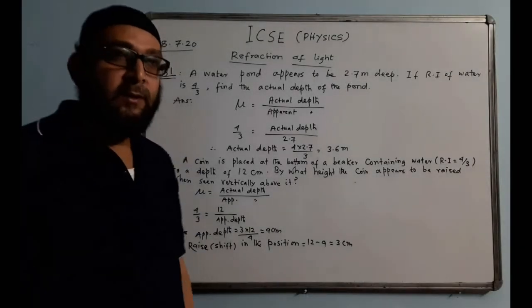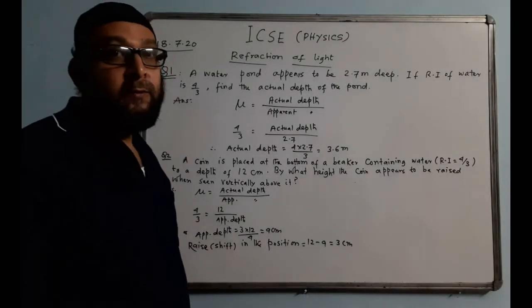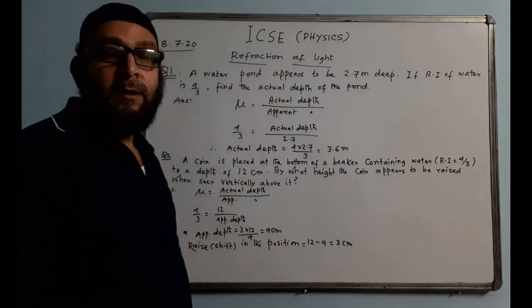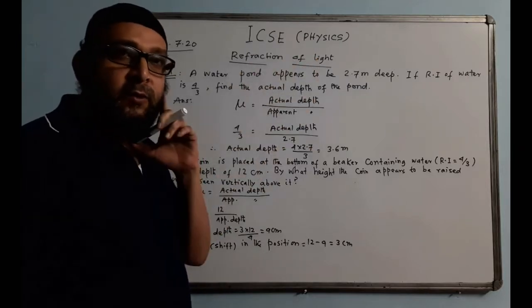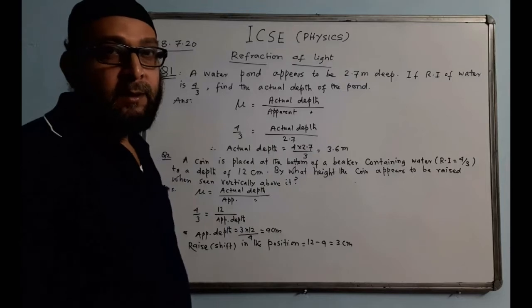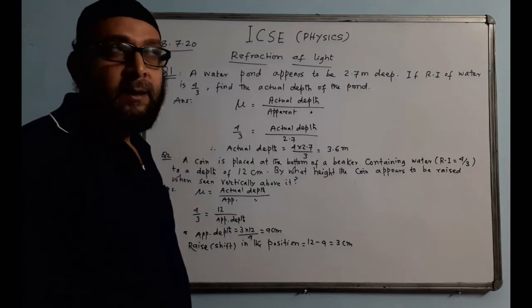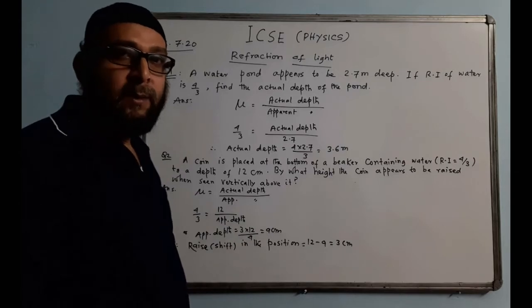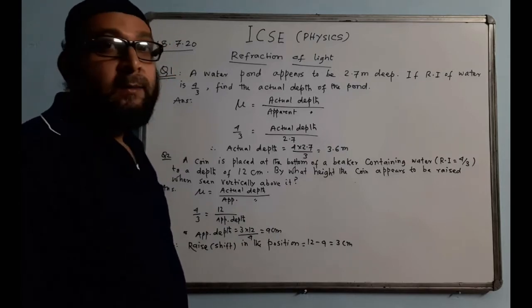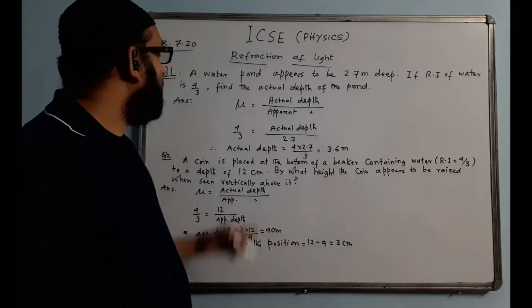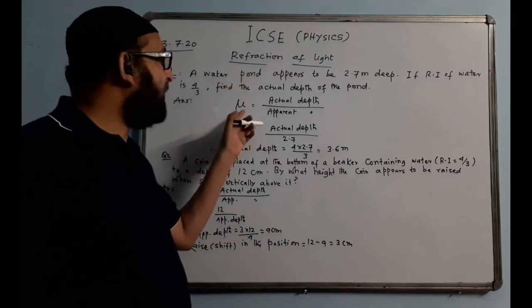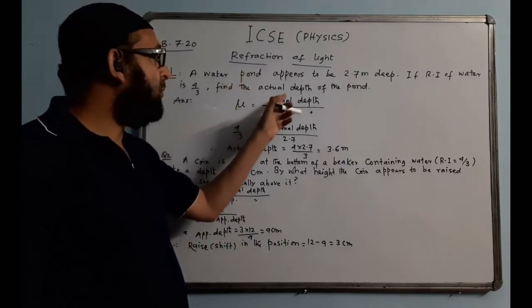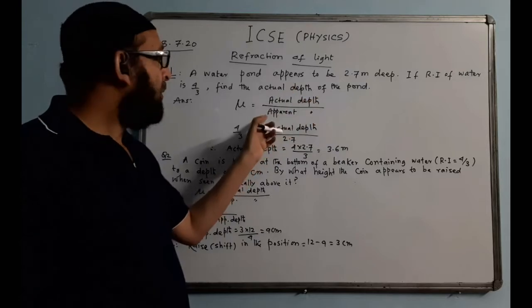Hello, my dear students. Today we'll continue with the same chapter, refraction of light. Last time I taught you about the multiple images by a 3-glass mirror. That portion has been removed by the council, so you can skip that part. And last time I told you we'll be doing numericals on the formula refractive index mu is equal to real or actual depth by the apparent depth.